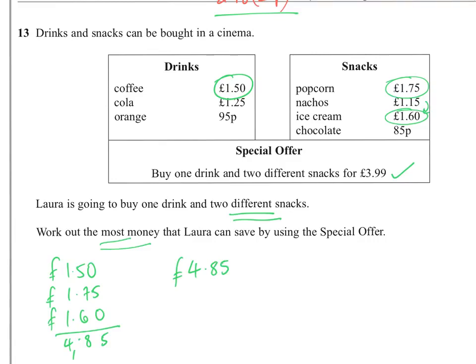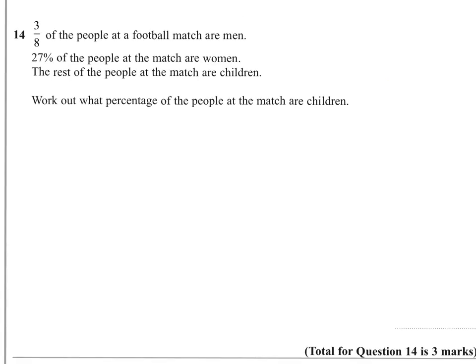And buy 1 drink, it says $3.99 is the deal. So if we had $3.99 as the deal, then you surely shouldn't need a calculator to work out that 86p would be the maximum saving. That's assuming that she wants to go for the most expensive and get the most out of the deal.